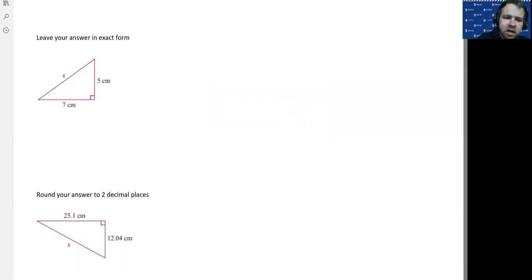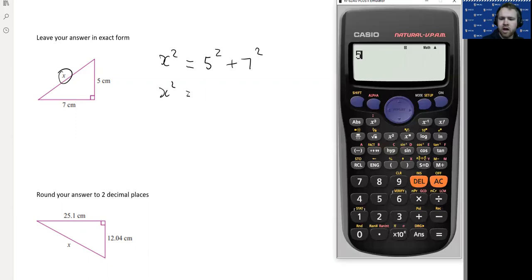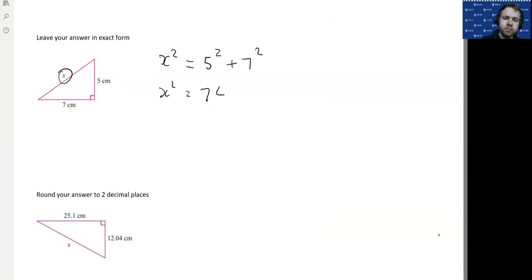So what we need to do is recognize that x is the hypotenuse, so that's going to be on its own in the equation. And then these are the 2 short sides, so it's 5 squared plus 7 squared. Remember, c squared equals a squared plus b squared. That's our Pythagoras' theorem. And then we can simplify the right-hand side. So we get 5 squared plus 7 squared equals 74. And then we need to square root both sides.